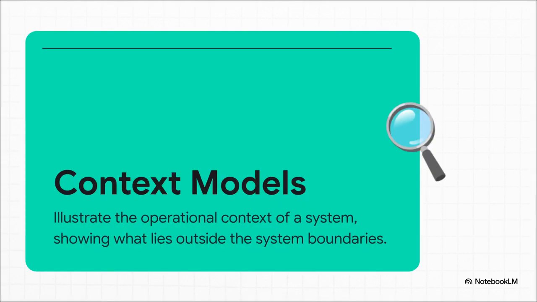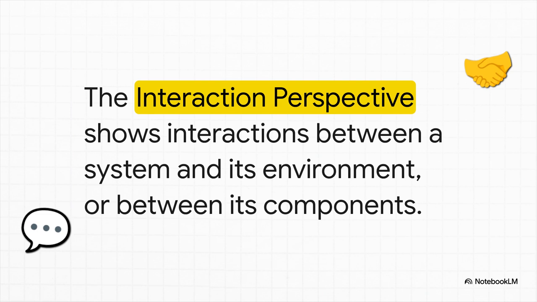The tool for this is called a context model. Its one and only job is to draw that critical line in the sand, the system boundary. It shows us what other systems we need to talk to and what's totally outside of our control. And trust me, getting this boundary right from the start is one of the most important decisions in the whole process. So once we know where our system fits in the world, the next logical step is to figure out how it's going to talk to everything else.